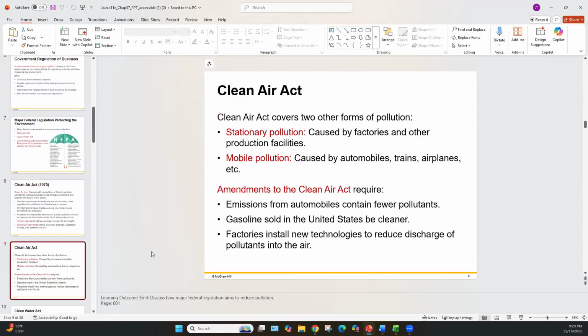The Clean Air Act covers 2 other forms of pollution. Stationary pollution caused by factories and other production facilities, and mobile pollution caused by automobiles, trains, airplanes, etc. Why do you think we're having such a drive towards electric cars? We're trying to get rid of mobile pollution and automobiles in this country.